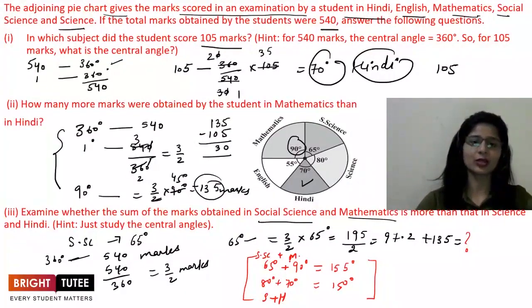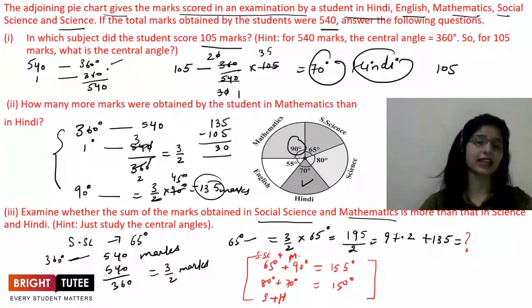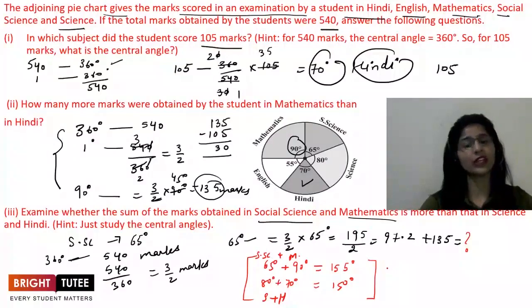So like this also we can definitely solve the question. This is the easy way. If they are not asking how many more marks, directly just calculate the angle. The more the angle, more the marks, okay? And if they are asking how much more they are having, then we need to calculate the difference.